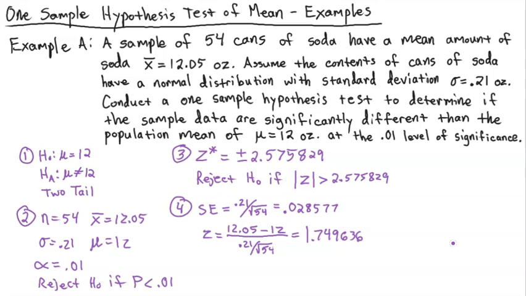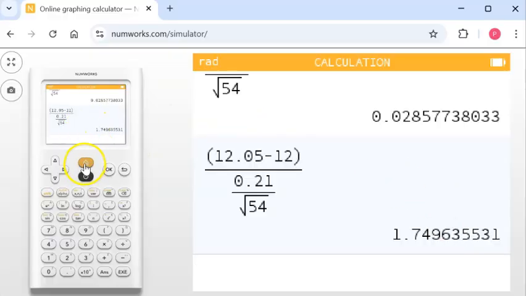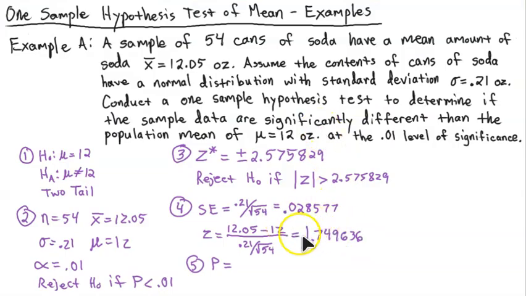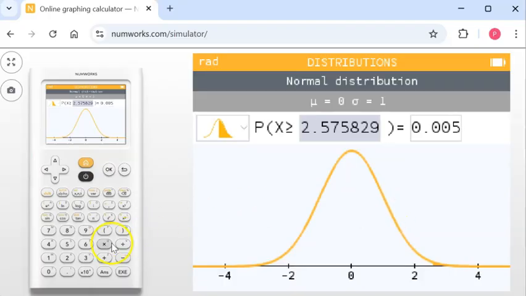And so in step 5 now, we are going to identify our p-value. And to identify a p-value, we're going to go into the NumWorks calculator, and we're going to go to the distributions. And since this is a two-tail test, we're going to use the right tail, okay? And in the middle, that's where we're going to key in our z statistic, 1.749636.